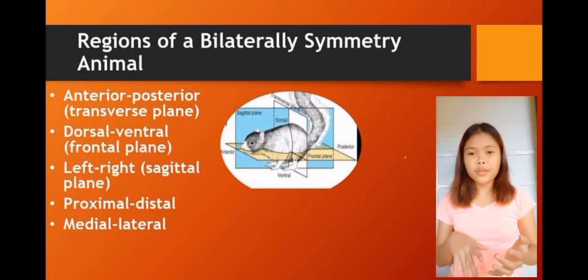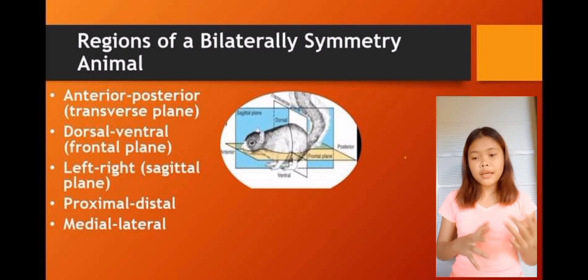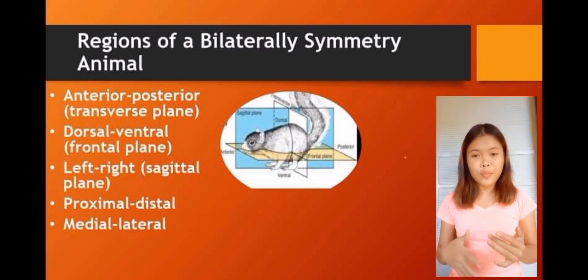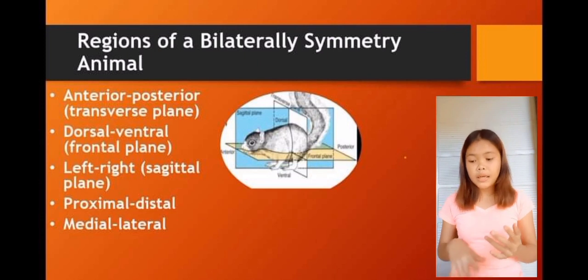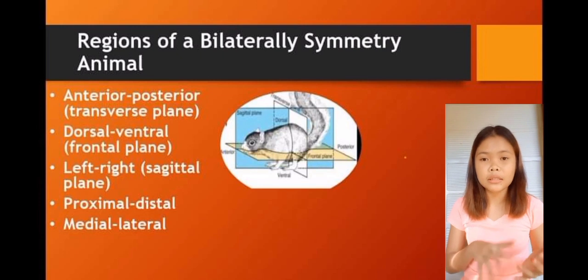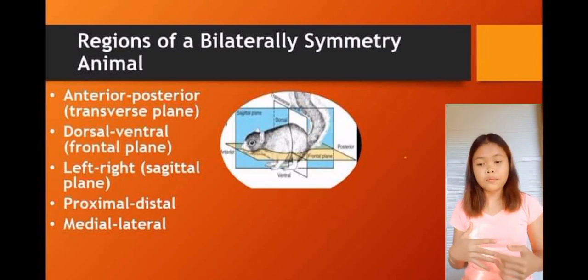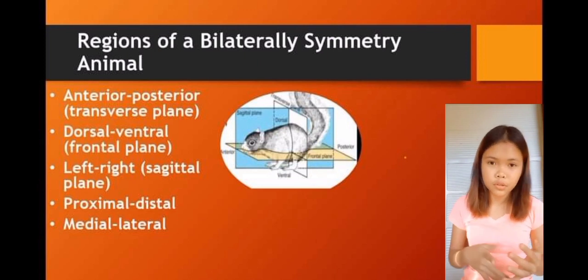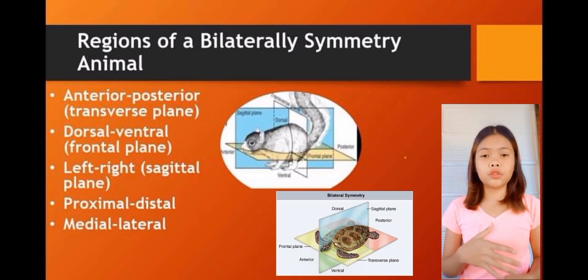There are anterior and posterior or transverse plane, dorsal and ventral or frontal plane, left and right or sagittal plane, proximal and distal, and medial and lateral. Animals with bilateral symmetry have a head and tail or anterior versus posterior, front and back or dorsal versus ventral, and right and left sides.